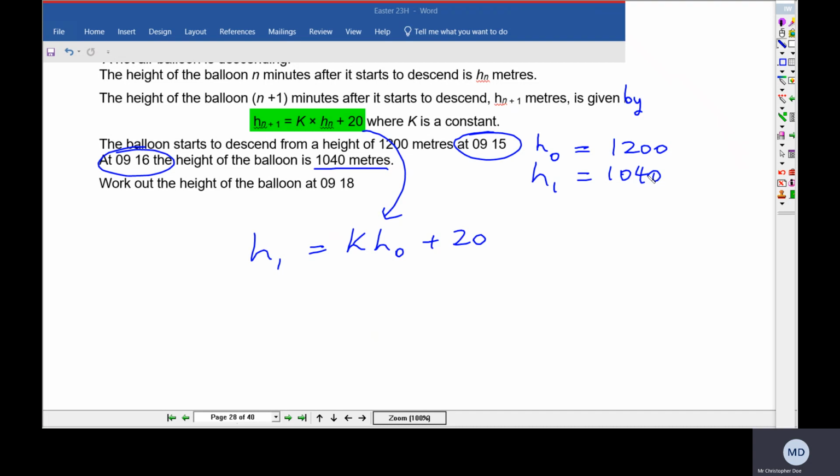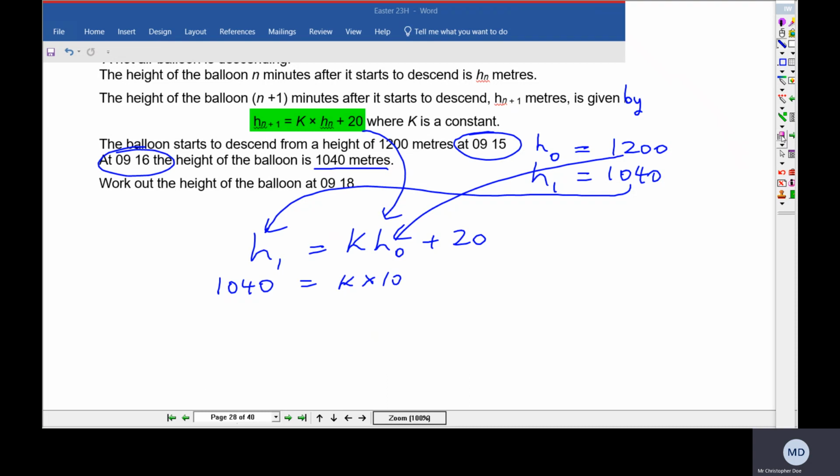We've got to try and find that constant. Often the constant is given to you, but in both of these questions, you've got to find the constant yourself. So let's try and put the numbers in. We've got H1, we think we've worked out, we know H0. So let's put this in then. H1, 1040 is a constant number times 1,200 plus 20. I think that's probably worth a mark.